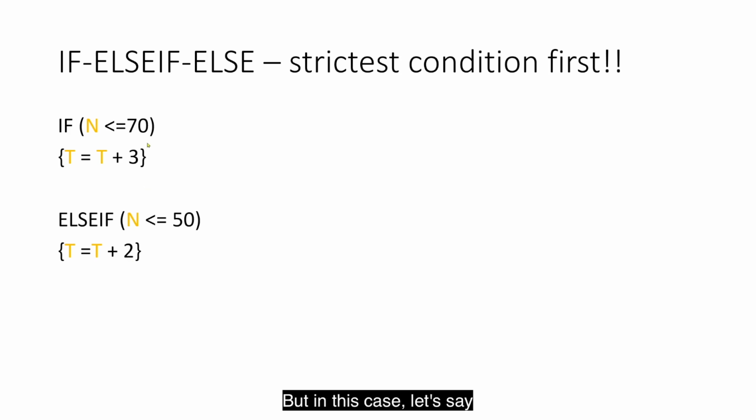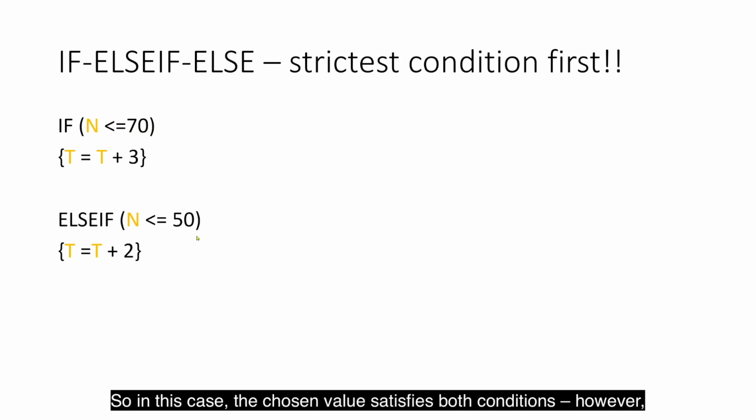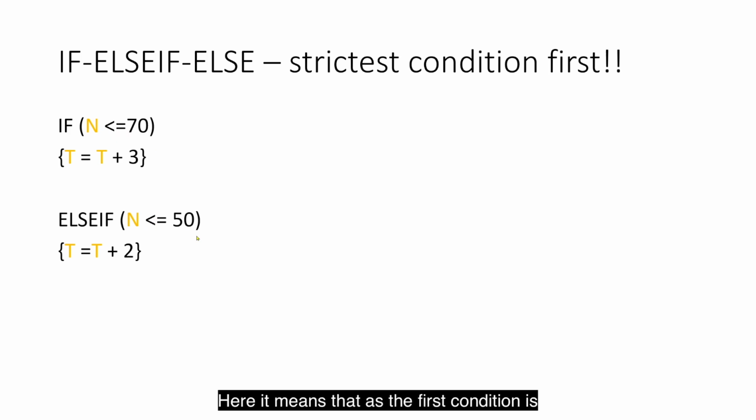But in this case, let's say the total cloud cover is 40%, we are actually fulfilling both of the conditions, because 40 is less or equal to 70. Also, 40 is less or equal to 50. So, in this case, the chosen value satisfies both conditions. However, if-else-if conditions stop running at the first satisfied condition. Here it means that as the first condition is satisfied, the latter will never run.